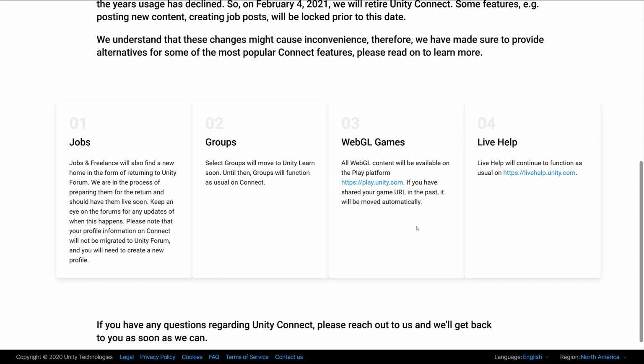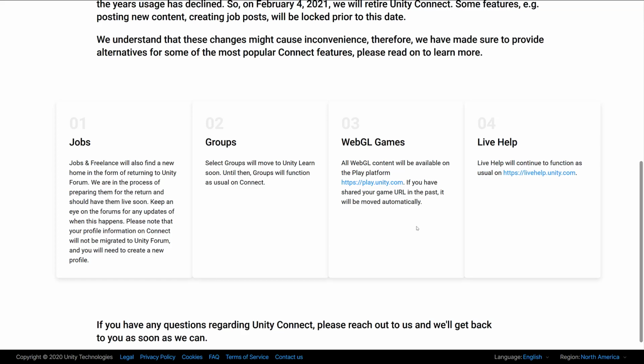Next up, we have groups. Select groups will move to Unity Learn soon. Until then, groups will function as usual on Connect. I think groups is more like the whole socializing aspect. So let's say you were San Francisco based Unity developers. You could create a group of people and kind of communicate that way. I don't know how that's going to fit in Unity Learn. We'll take a look at Unity Learn in a few minutes. I don't know where you're going to slot that in, but that's the plan.